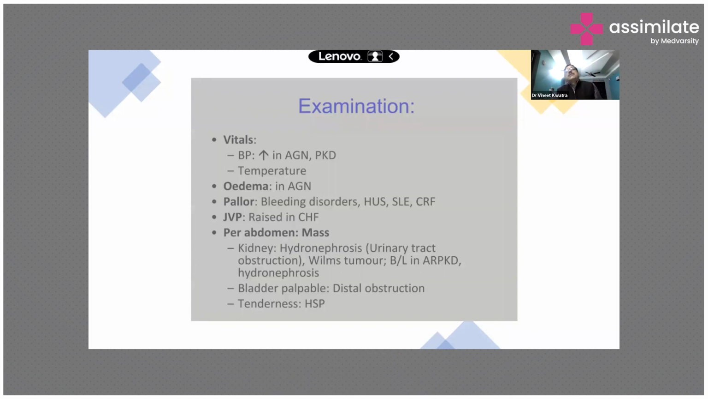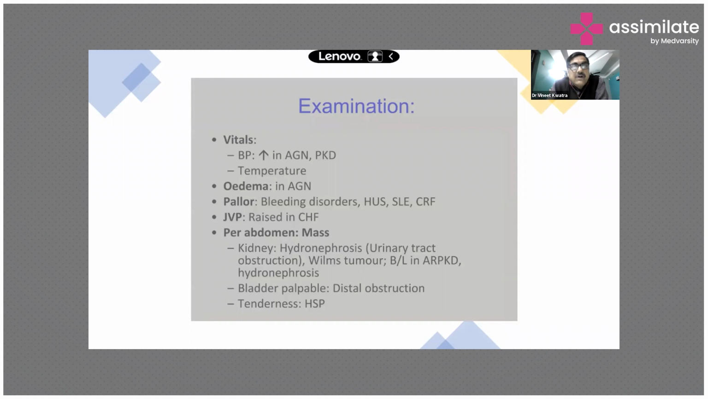So whenever a child with hematuria comes to you, first of all, don't miss taking a blood pressure, because 95% of pediatricians always miss taking blood pressure, especially in their OPDs. They say, it's okay, it's a UTI, so let's leave it and see how things go. But the most important thing is to check the blood pressure. If there is hypertension, then you're delaying your diagnosis.